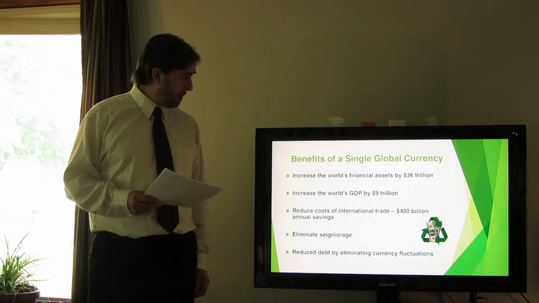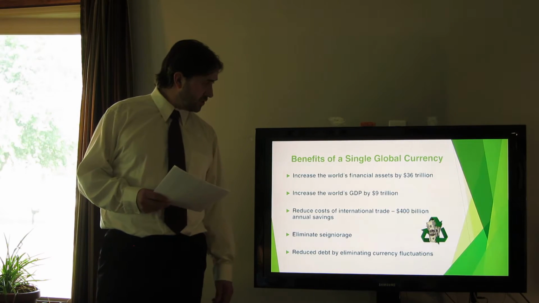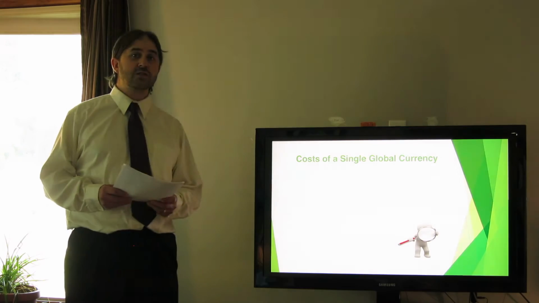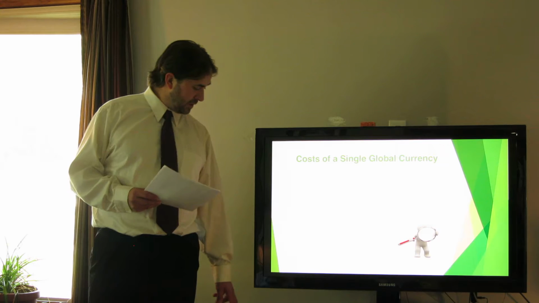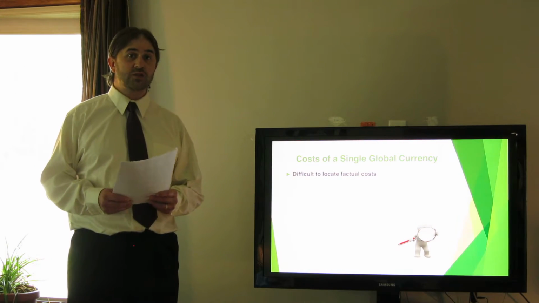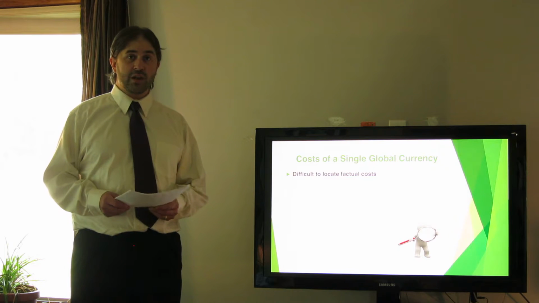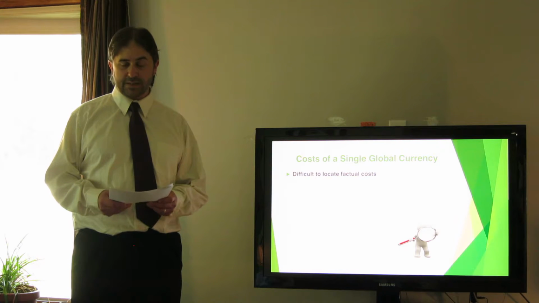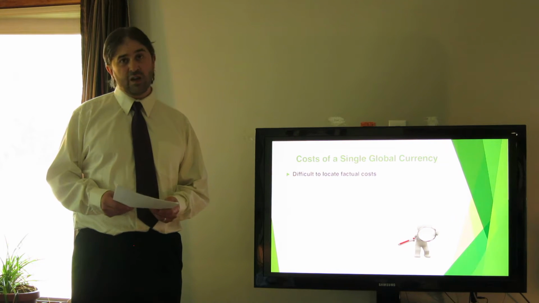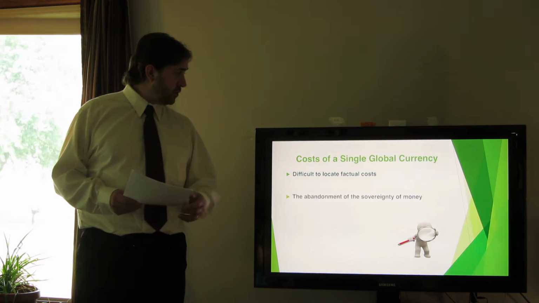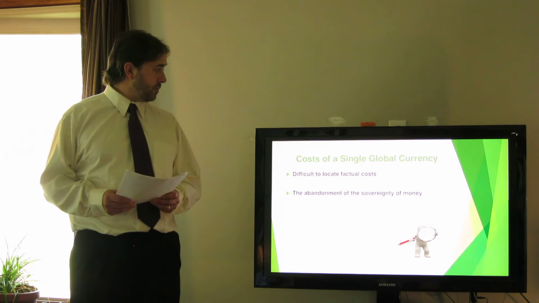These are some of the benefits that come with the issue of a single global currency, but others would ask, what are the costs of a single global currency? To begin, I must say, it was very difficult to locate actual data-related factual costs to a single global currency. Most of these costs existed in the realms of ideas or ideology and conspiracy theories. With that in mind, though, there were a few legitimate costs that deserve mention.